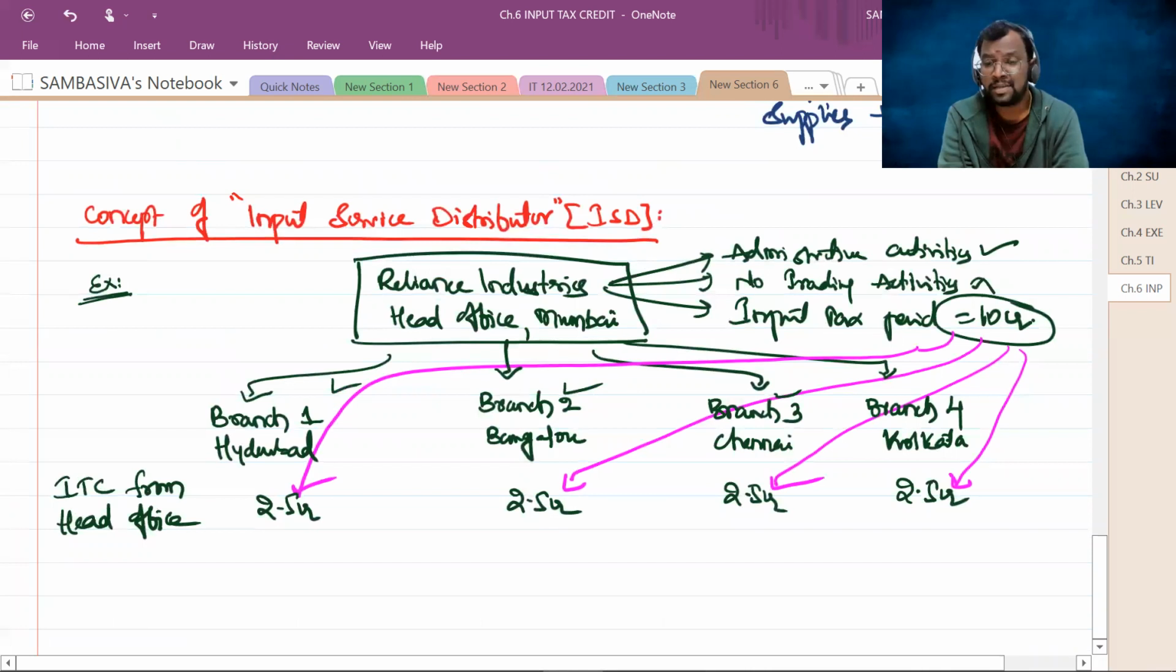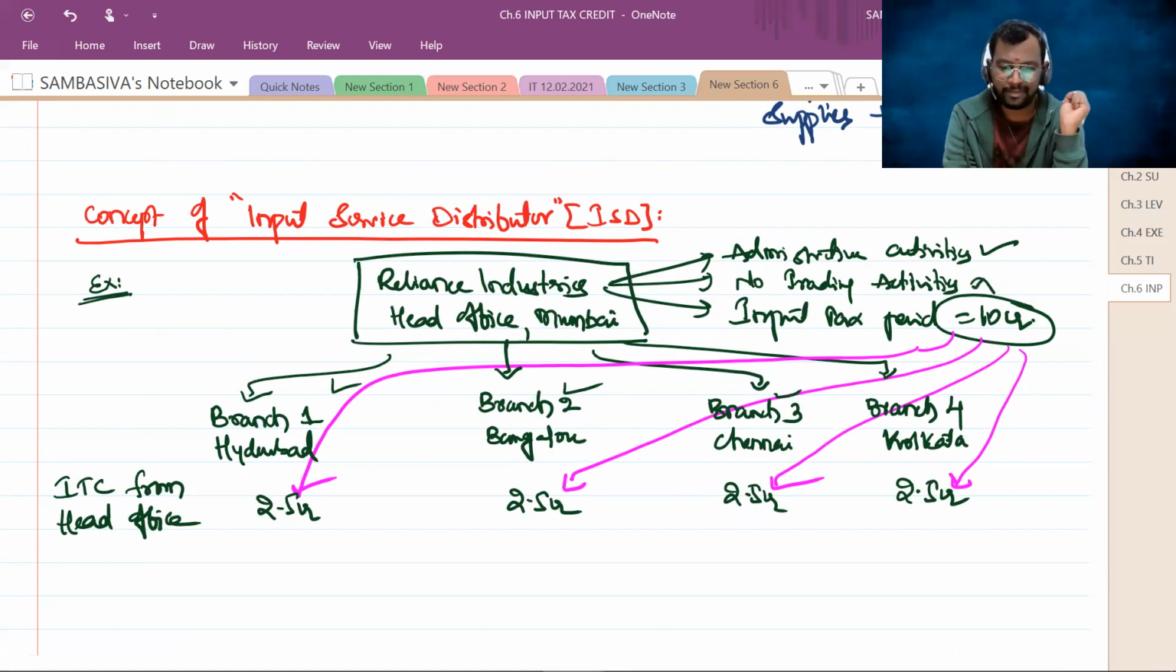Because at head office level, claiming of input tax credit is not possible, because the head office does not have any output tax liability. So that is why the input tax credit of the head office is distributed among the branches. Now at branch level, trading activities will take place. So branches will collect the output tax from the customers. From the output taxes, this input tax can be allowed as credit, can be claimed as credit.